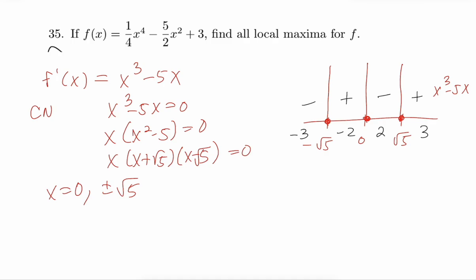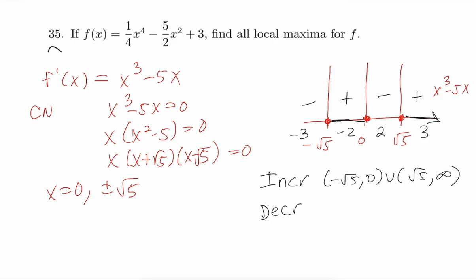Okay, so let's answer the question about local mins and maxes, increasing, decreasing. We're going to label everything. It's increasing on the intervals from negative square root of 5 to 0, and then from square root of 5 to infinity. You're not supposed to put a bracket there because those points are your switchover points. So I don't put a bracket there. If you put a bracket, I don't really care for that. Decreasing would be those pieces: from negative infinity up to negative square root of 5, and then from 0 to square root of 5.